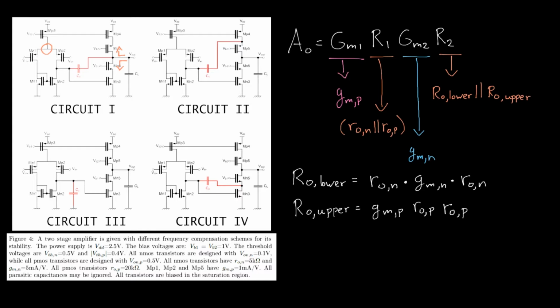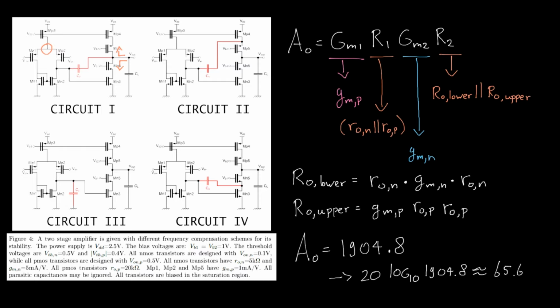And if you now fill in the values that are given in this caption, so if you fill in GmP and RoN and RoP, that will give you a DC gain of 1904.8. But this is not in the dB scale yet. To do that, we should remember that A0 is a voltage gain, and that means that we should take the 20 log 10 of the linear value, and that is approximately 65.6 decibels. And that is the correct answer.